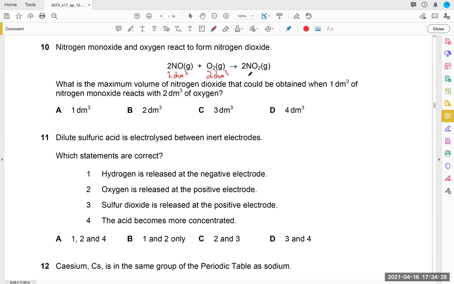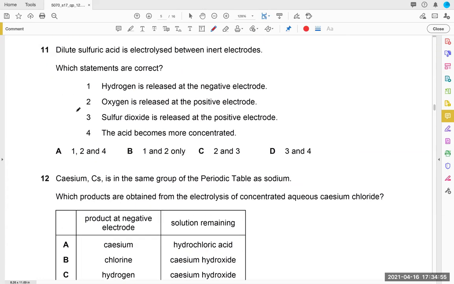But what will it produce? It will produce 1 dm cube of nitrogen dioxide. Why? Mole ratio is 2 to 2. So 1 dm cube will produce 1 dm cube. That's the ratio. So how much nitrogen dioxide can you produce? 1. Because after that nitrogen monoxide is going to run out and you will only have extra oxygen left over, which will then react with what? There is nothing left. All right.